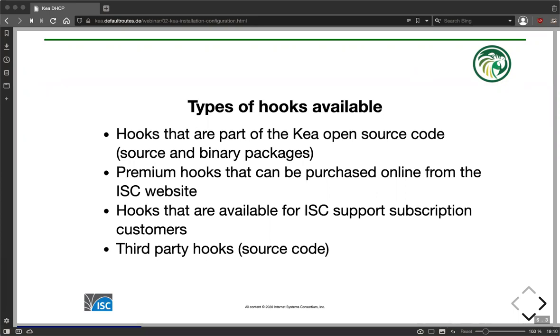For example, I've seen a third-party hook that can shell out to whatever scripting language there is, Python, Perl, Ruby, whatever, work on the DHCP packet and then feed that back into Kea to make custom decisions on a packet coming in. That's not fast, but very, very flexible.